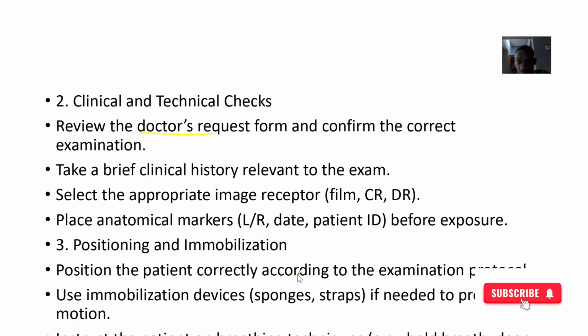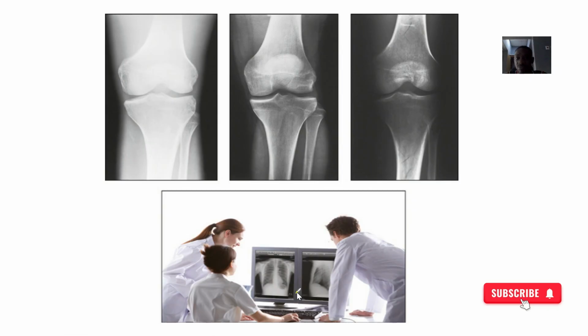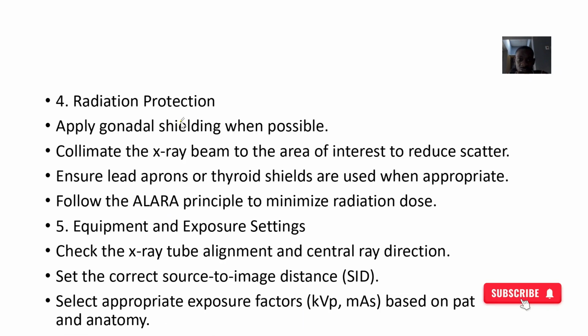So positioning and immobilization: you have to make sure that the patient is standing or lying in a way that, for that part of the body that needs to be imaged, you get the best image. Okay, so radiation protection, this is when you protect their genitals. This is when you collimate the x-ray beams and ensure that they have aprons and thyroid shields.